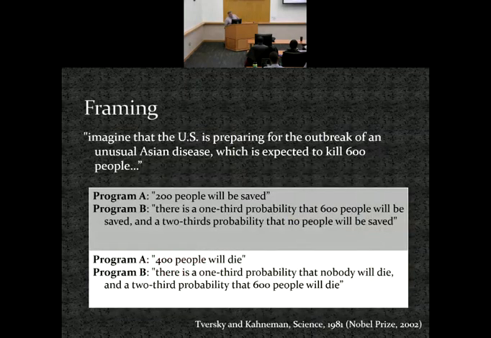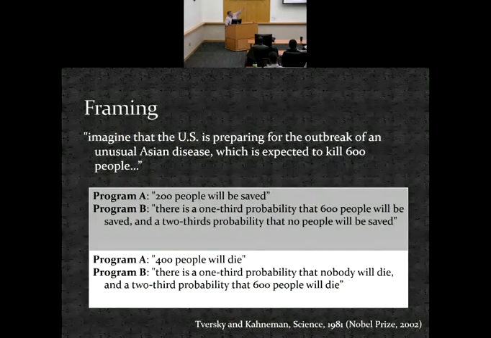And so this is another experiment that they did that is one of their more famous experiments. This is Kahneman and Tversky now. This was published in Science in '81. And this was another scenario of physicians where they said, imagine the U.S. is preparing for an outbreak of an unusual Asian disease, which is expected to kill 600 people. And then half the physicians got the scenarios at the top and half got the scenarios at the bottom.